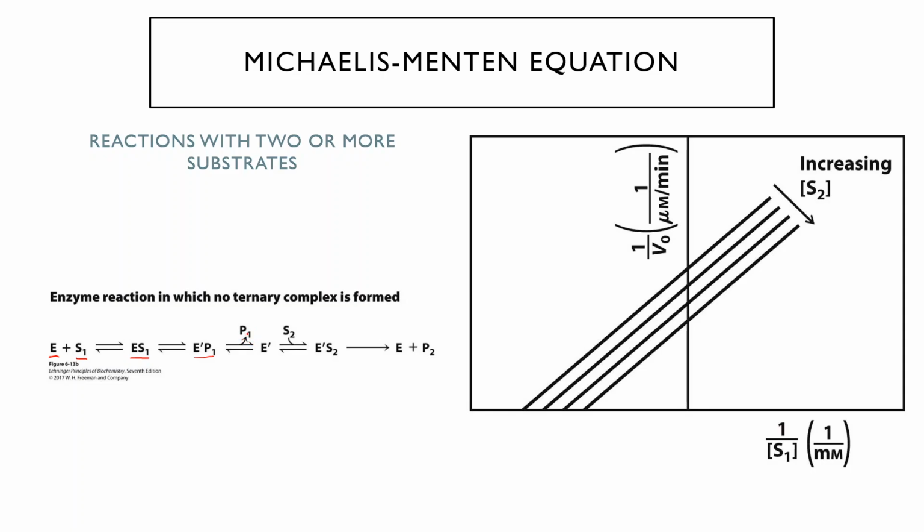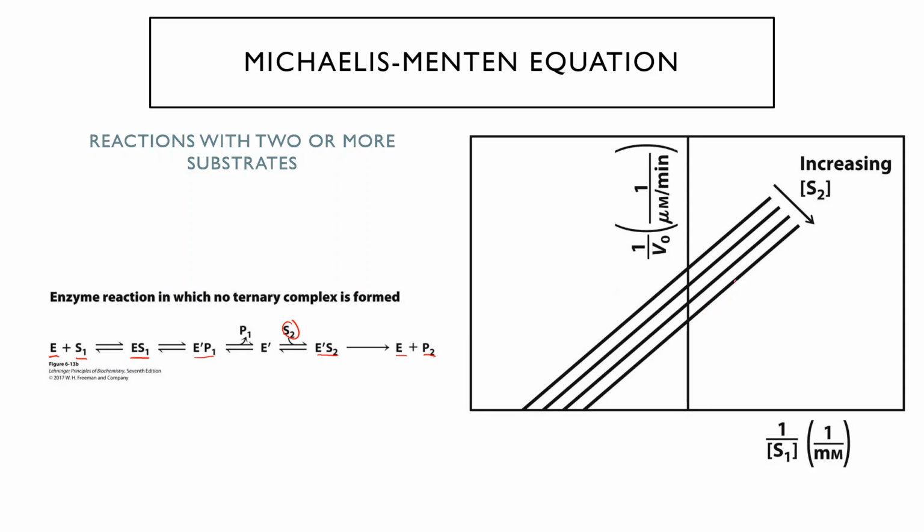And then once product 1 is released, then substrate 2 can bind to now our new temporary enzyme form, and then you have this new enzyme-substrate 2 complex that causes product 2 to be formed, and it causes the enzyme to go back to its original conformation. So there's no ternary complex here, which means that these substrate concentrations are kind of independent of each other, but you can still determine that by doing our Lineweaver-Burk plot again.